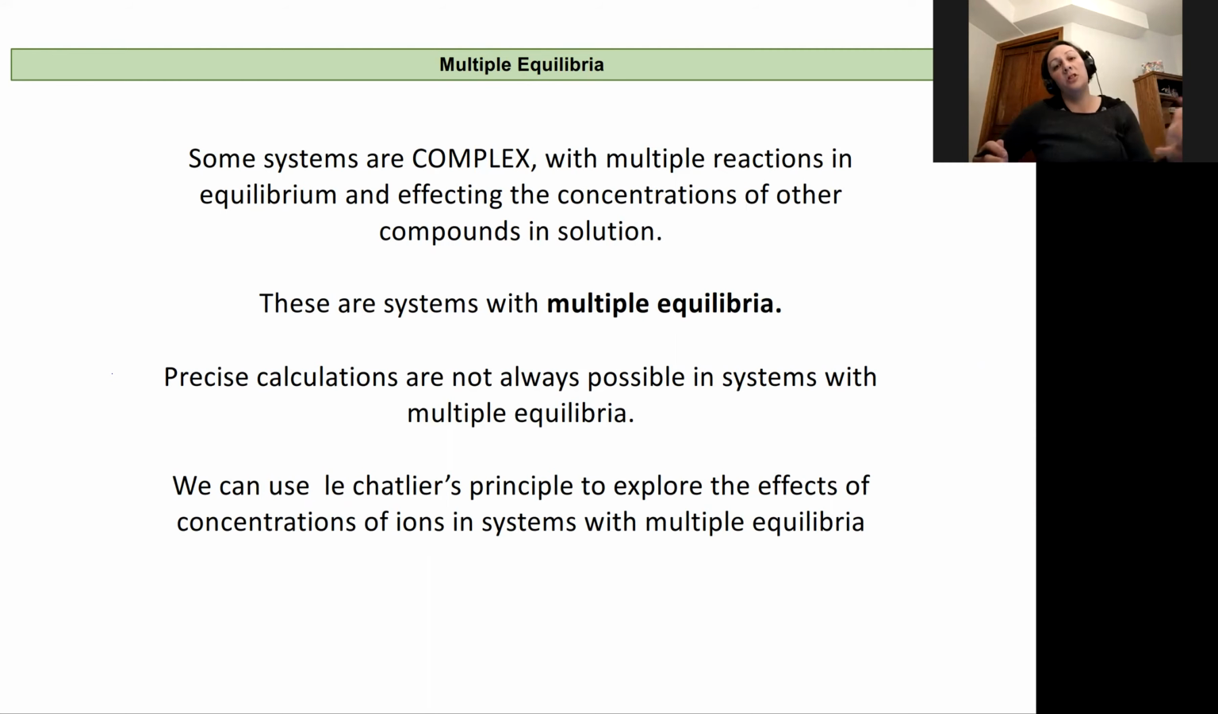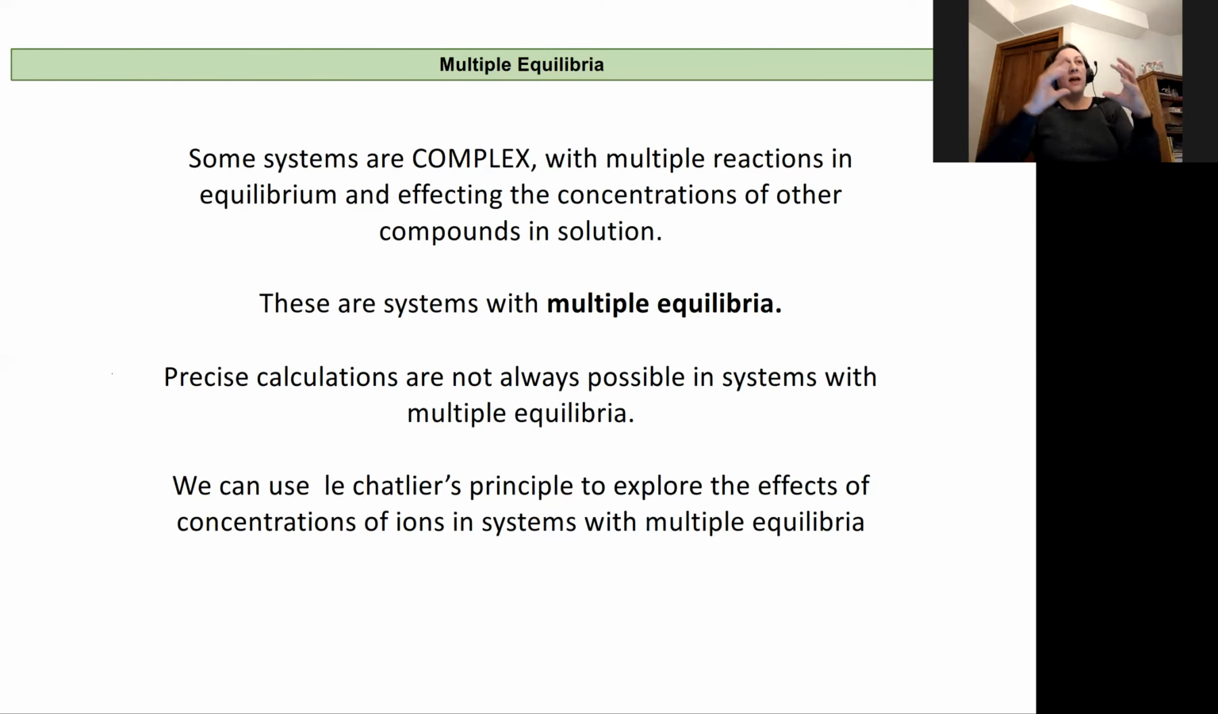And when you have two, especially if they're cascading equilibria, you can imagine doing a series of ice tables, breaking it apart one at a time. We did that with some of our acid-base chemistry for polyprotic acids.